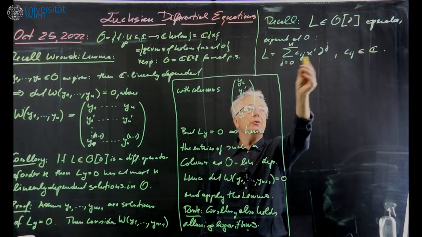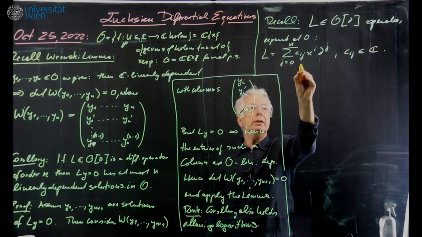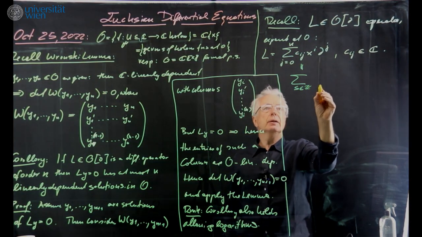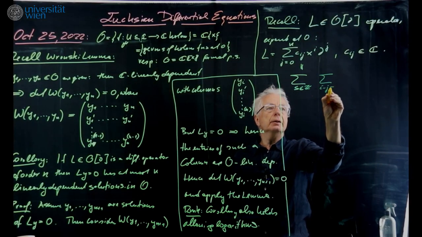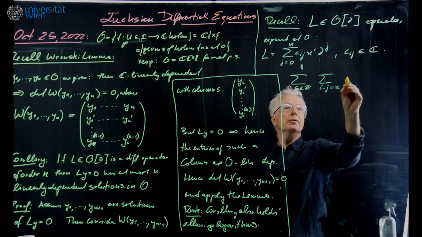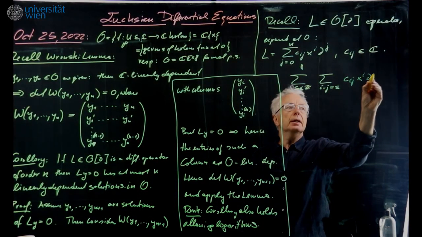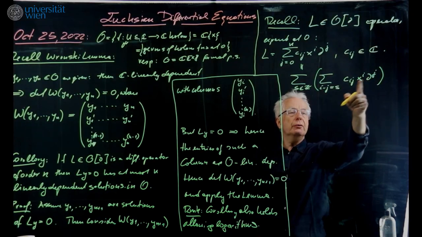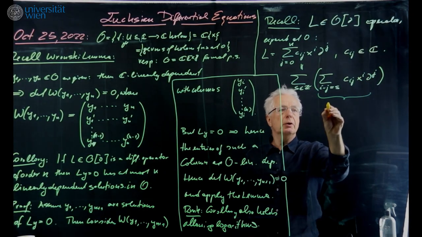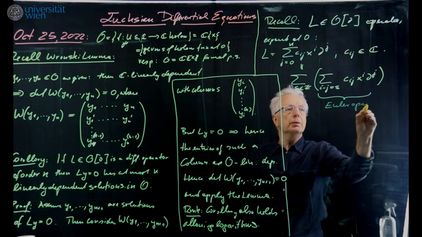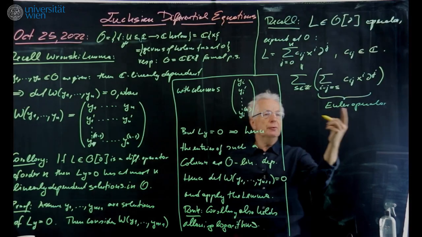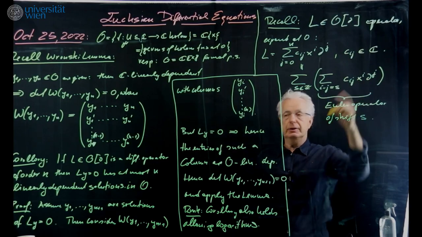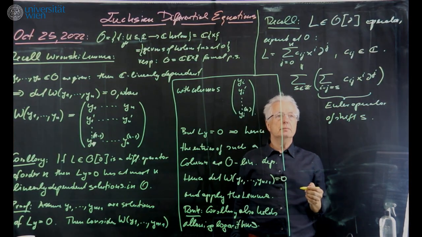So we can split this. We look at the difference i minus j. So we write this as a sum over s in Z. We take i minus j equals s, and then c_ij x^i ∂^j. And now here all these differences are constant. So this is what we called an Euler operator. The differences are the same, of shift s. s is precisely the difference between i and j. Okay.